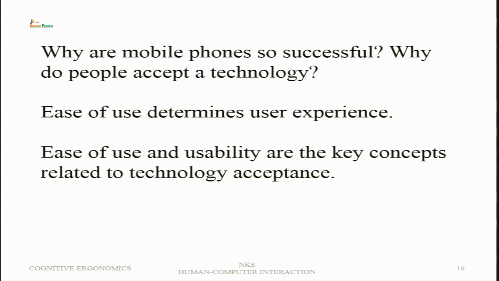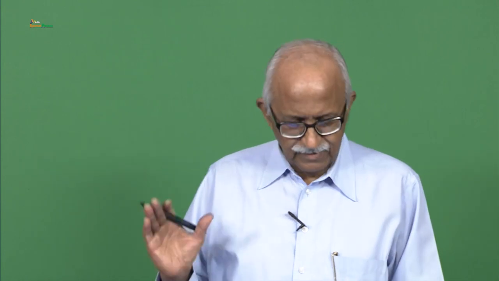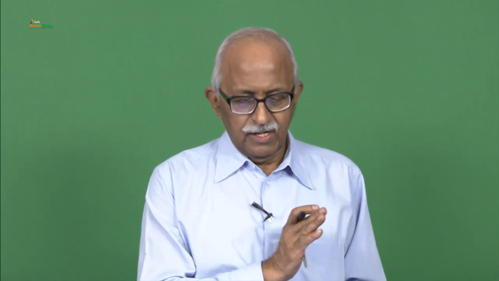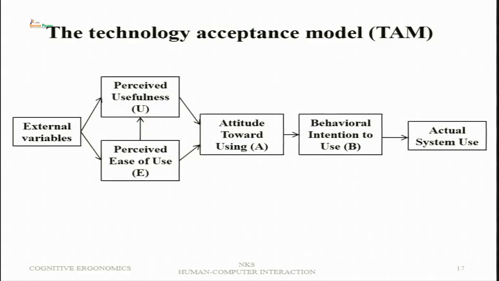Ease of use and usability are the key concepts related to technology acceptance. Basically, if we know how easy it is to use a technology and what its usability is, then the technology will be accepted. But is it accepted directly, or is there something which intervenes? And what will be the success rate of technology acceptance between usability and use and final acceptance? There's a model called the technology acceptance model.